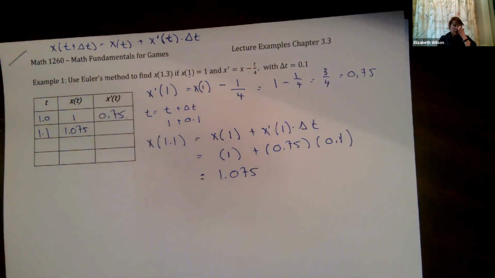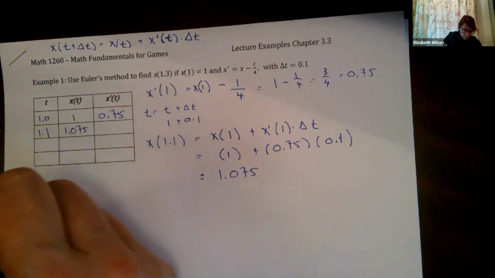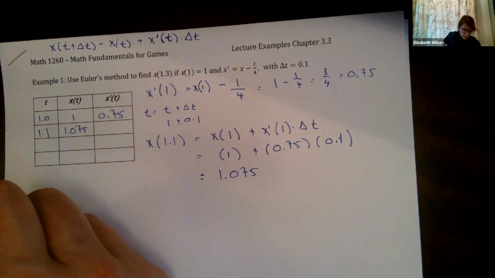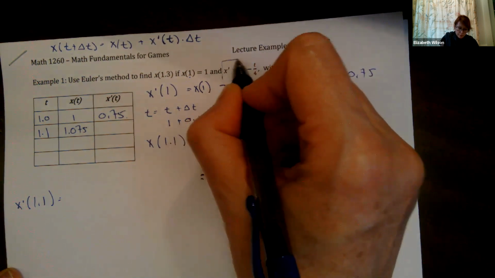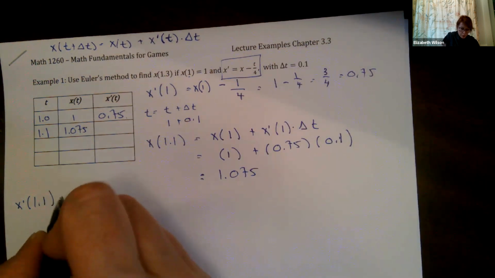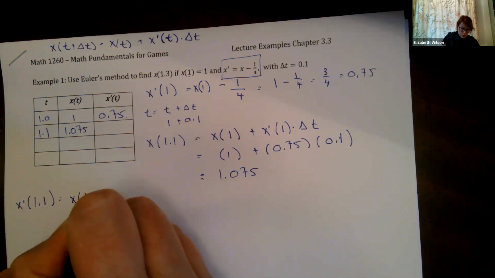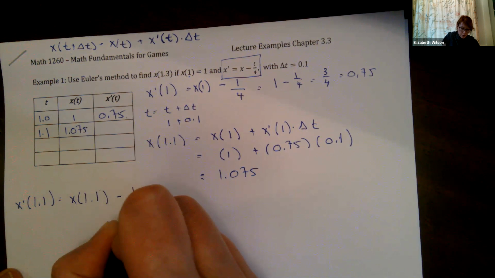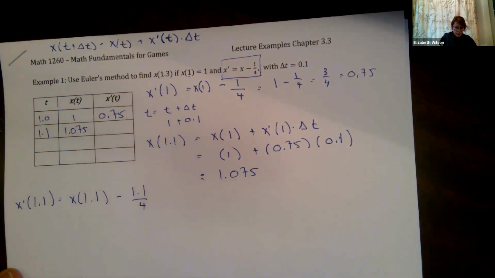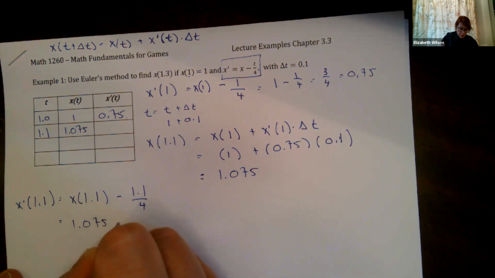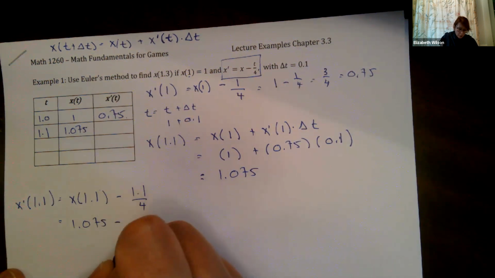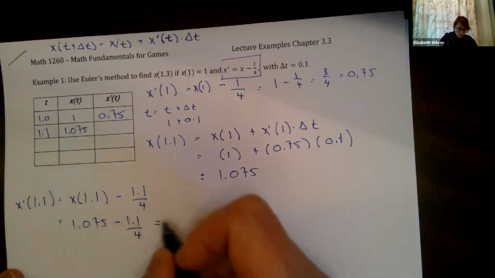Okay, now I need to calculate my derivative value at 1.1 so I can use that to calculate my next prediction. So I'm going to say x prime of 1.1, right? I'm going to use this right here. So this is my derivative. X prime of 1.1 equals x of 1.1 minus 1.1 divided by 4. Okay, because my current t is 1.1. That's what I'm plugging in. So x of 1.1, 1.075 minus 1.1 divided by 4. So this thing is equal to 0.8.